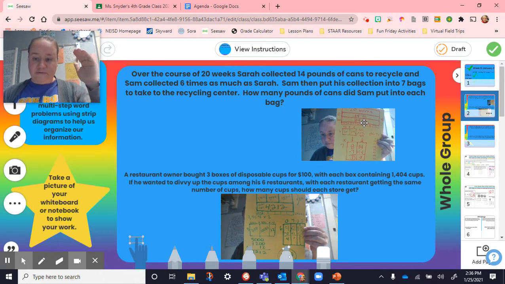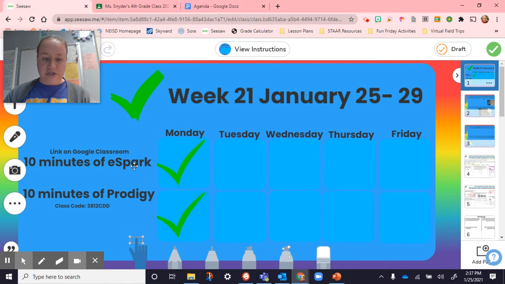First, I was given this information. Here's how I represented it. Next, I knew this. So this is what I did next. And then you take it step by step by step and you explain your thinking as you went through. All right. The white pages were the groups that I met with today. And that was it. Don't forget, you've got 10 minutes of Prodigy, 10 minutes of eSpark. I updated Prodigy so it matches with what we're doing with our stuff in class with division.